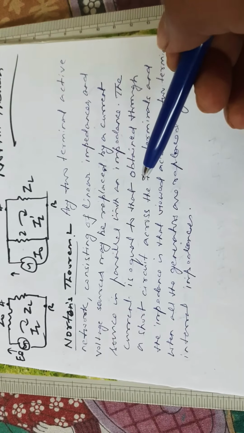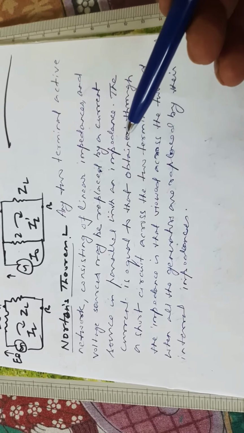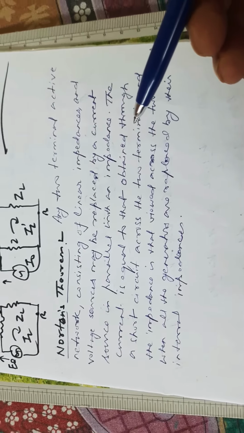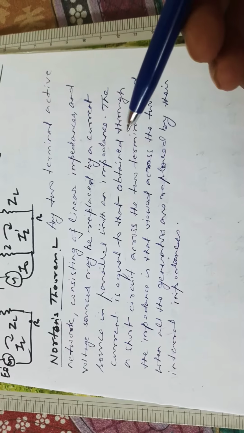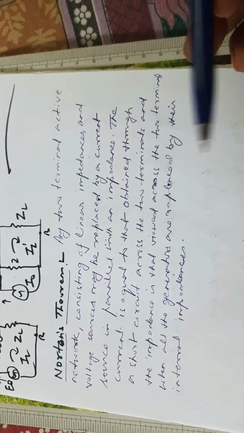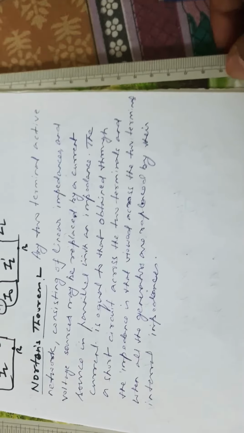The current is equal to that obtained through a short circuit across the two terminals, and the impedance is that viewed across the two terminals when all the generators are replaced by their internal impedances. So the definition, the theorem rather, is already over here. Now it can easily be proved.